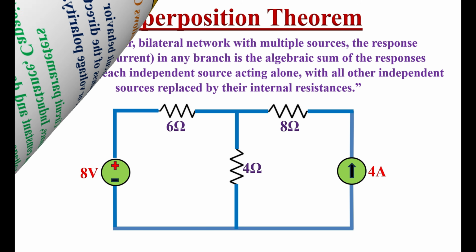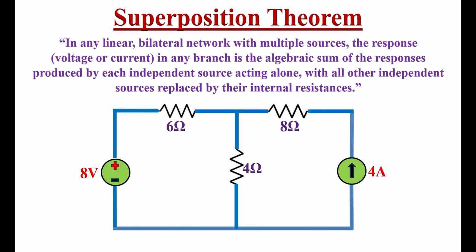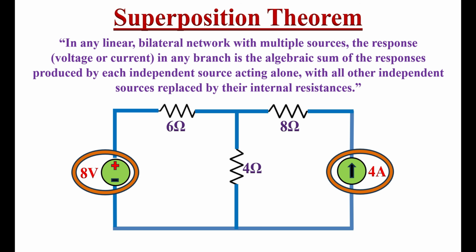By using the superposition theorem, the core idea is to find the voltage or current response in any element by calculating the effect of each independent source acting alone. Here we first look at the 8-volt source acting alone while ignoring the current source. Then we will do the exact opposite. Finally, we take the algebraic sum of those individual results to get the total response. But how exactly do we ignore a source? Let's look at the rules for that.